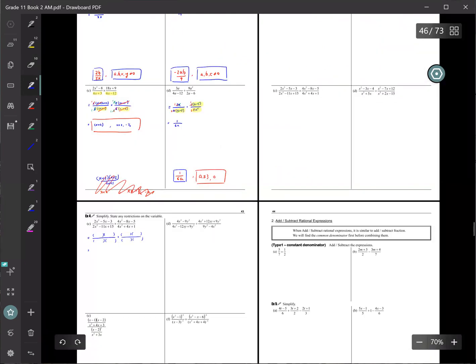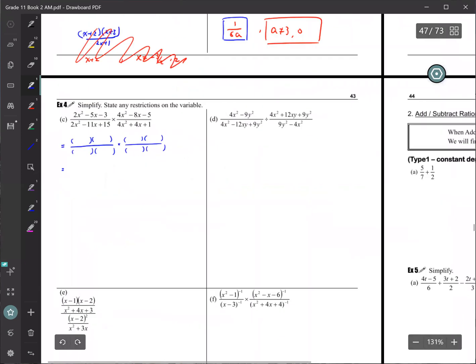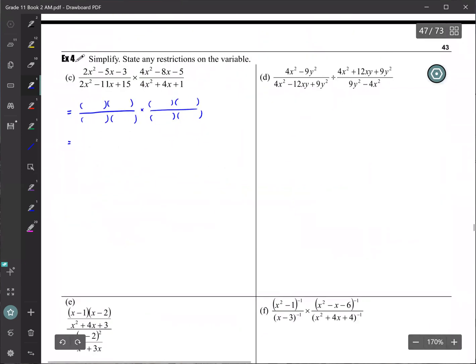The lettering is a little bit messed up here. It should be A, B, C, D. Let me change it. Should be A, B, C, D. So please change that.